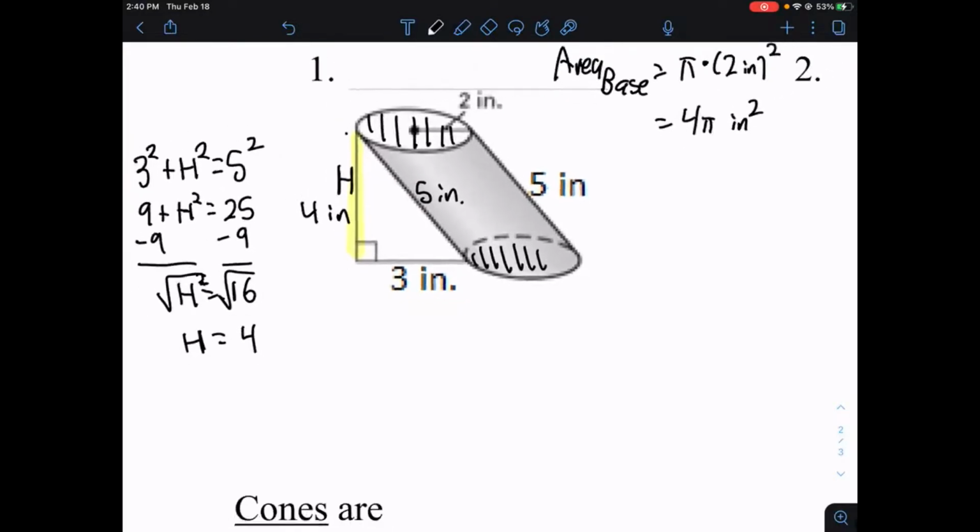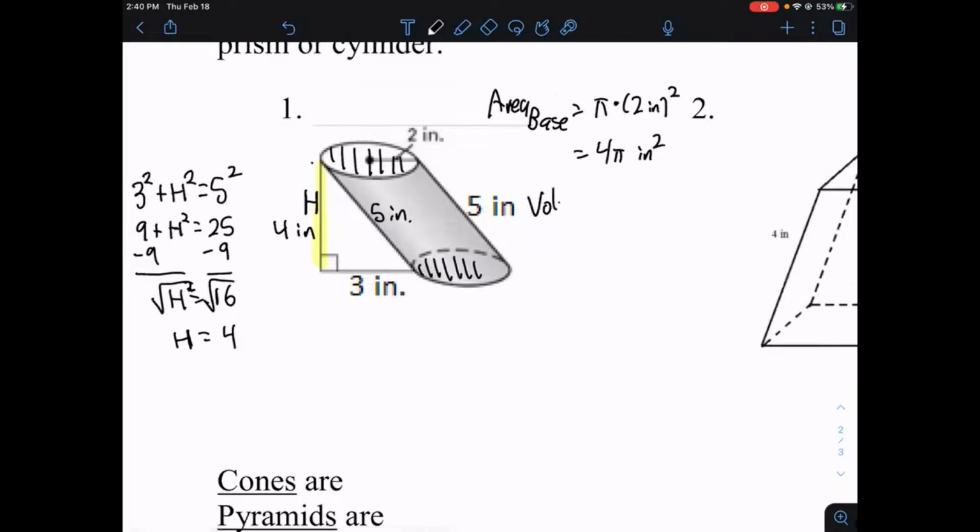All right, so then now we can go and find the volume. Okay, we already have the area of the base, which was 4 pi inches squared. And now we multiply it by the height, which is 4 inches. So 4 pi times 4 is 16 pi. Inches squared times inches is inches cubed.